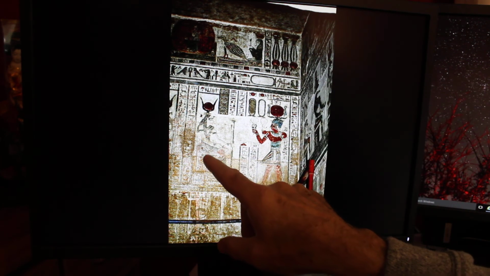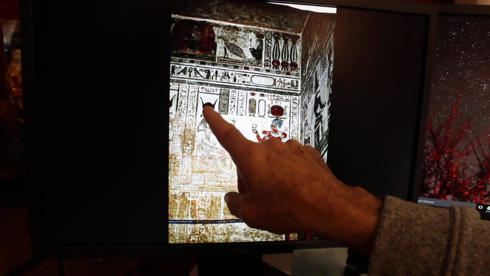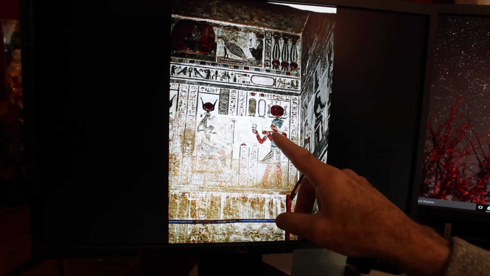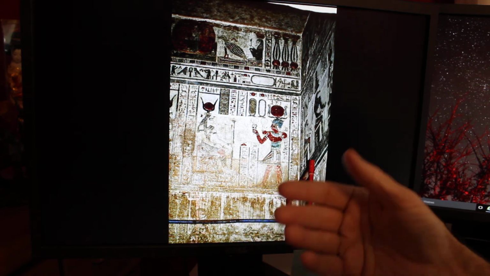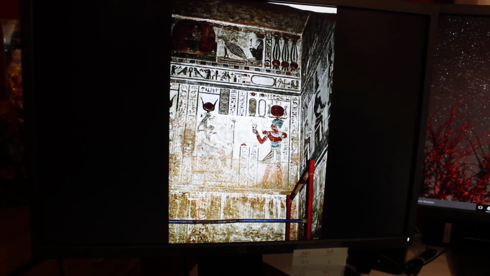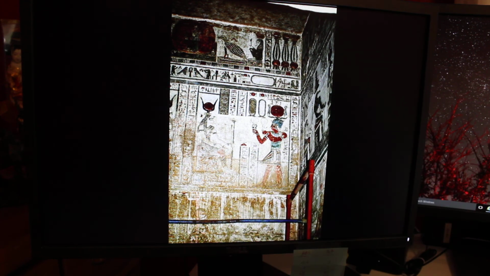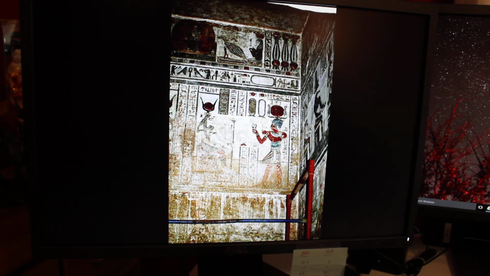Symbols here. This is Hathor right here. You can see by the horns and the disc. This is the pharaoh. The pharaoh is coming giving sacrifices or oblations to the goddess Hathor so that he will succeed and do well as the pharaoh. So the gods will be on his side.